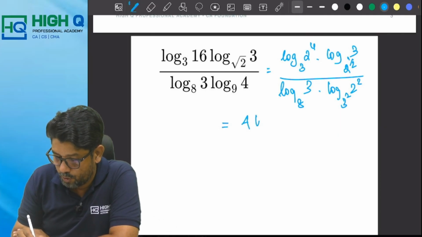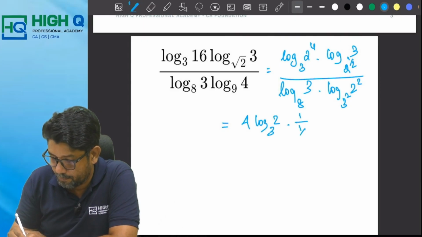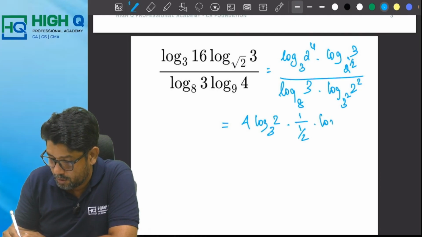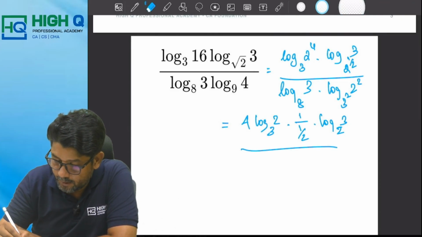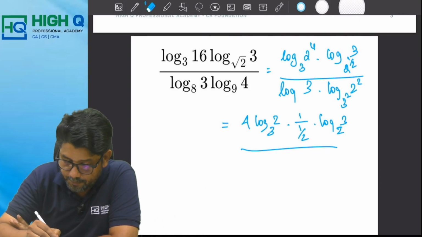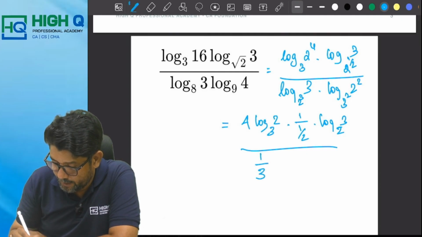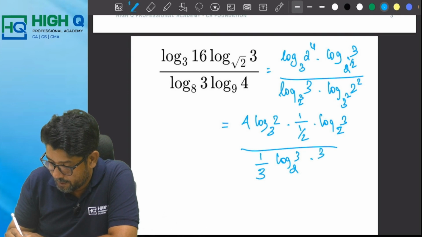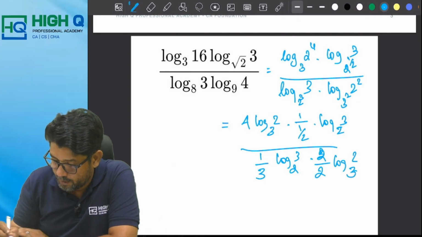So this can be written as 4 log 2 to the base 3 into 1 by 2, 1 by 2. Am I right? Log 3 to the base 2 divided by this one. Sorry, this 8 can be written as what? 2 cube. Am I right? So this can be written as 1 by 3 log 3 to the base 2 into 2 by 2 log 2 to the base 3.